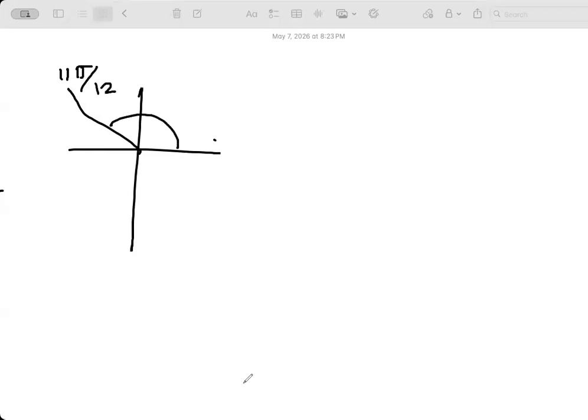Let me show you what I want. Okay, this is 11 pi by 12. What I want to know is this angle. Can you tell me what angle is this? In radians. That is the harder part. Let me know if you can't.